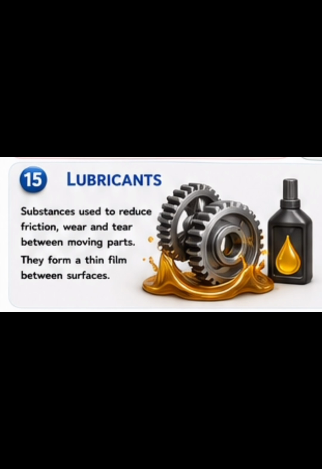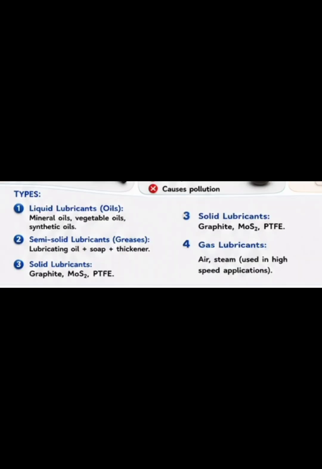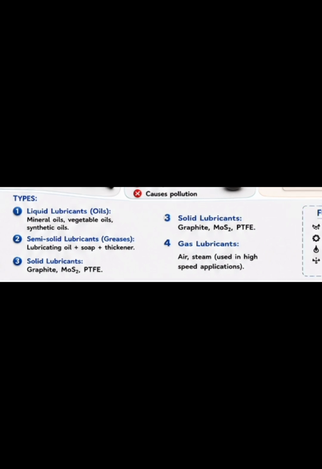Types of lubricants: liquid lubricants, which include oils such as mineral oils, vegetable oils, and synthetic oils; semi-solid lubricants, which are greases made of lubricating oil plus soap plus thickener; solid lubricants, such as graphite, molybdenum disulfide (MoS2), and PTFE (Teflon); and gas lubricants, such as air and steam, used in high-speed applications.